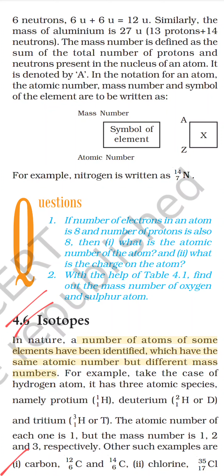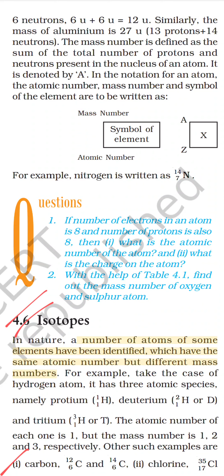In the notation of an atom, the atomic number, mass number and symbol of the element are to be written as: mass number A, symbol of element X, atomic number Z. Here X is the symbol of the element, A is the mass number and Z is the atomic number. For example, nitrogen is written as N with mass number 14 and atomic number 7.